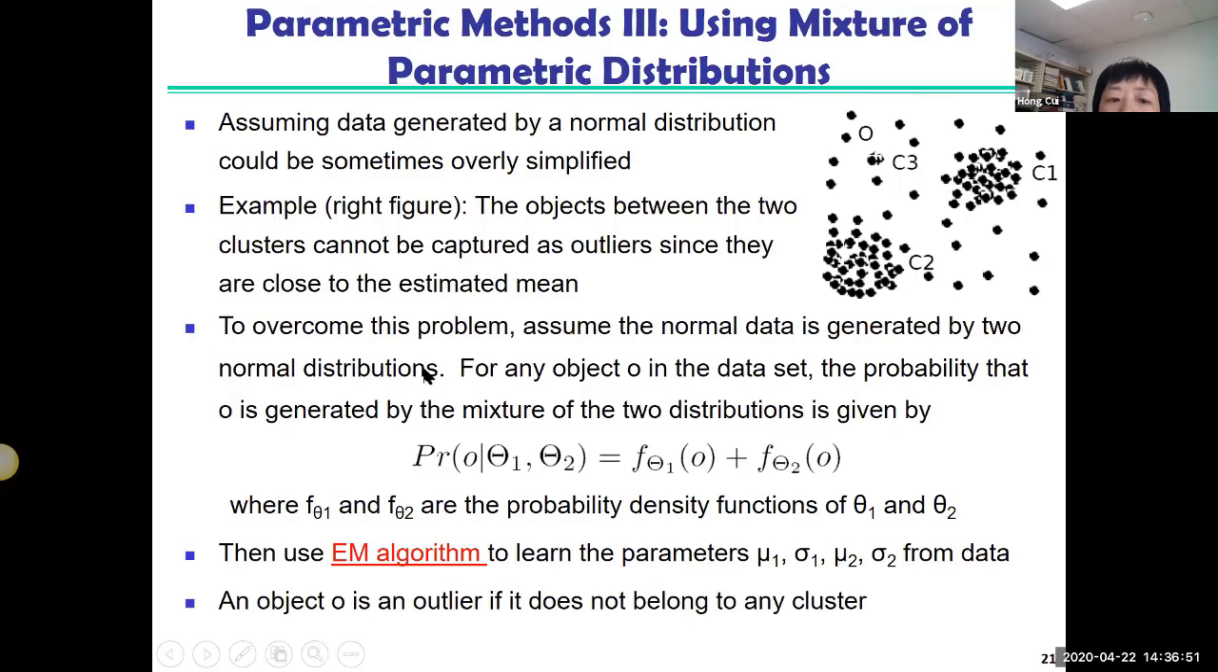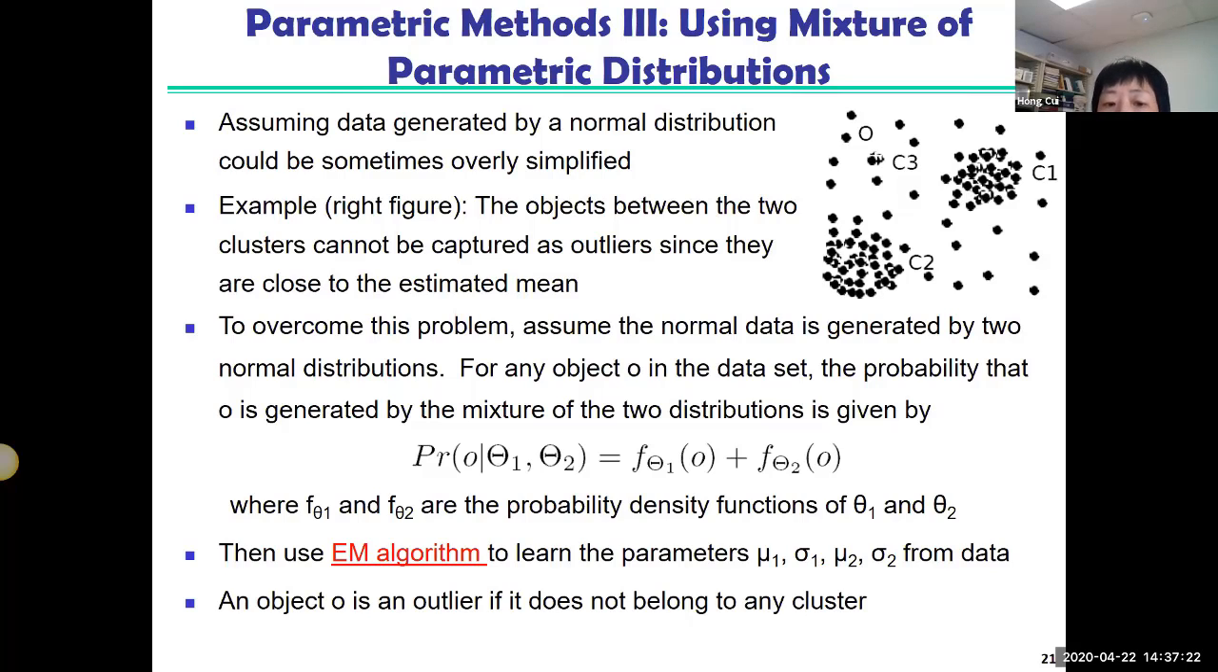I'll step back a bit to say that in this method, what we did is very much like what we did in density estimation. Here we assume the normal data is generated by two normal distributions, and we can use the EM algorithm to actually learn the parameters from the data. I'm going to just generally introduce EM, and you can look at the videos that I linked there to see the details.